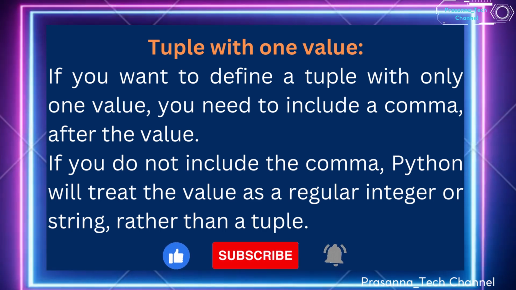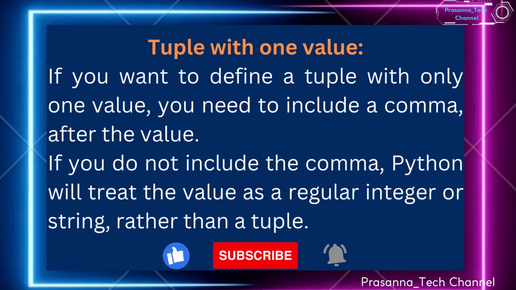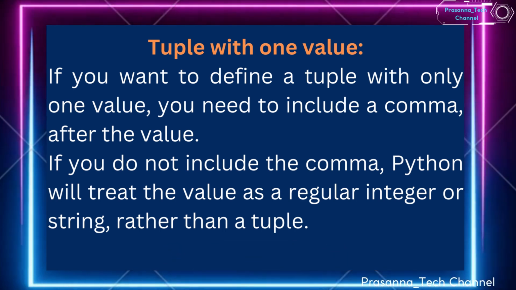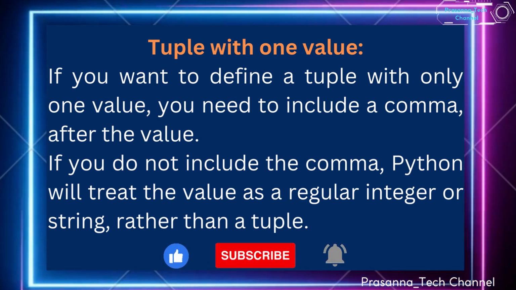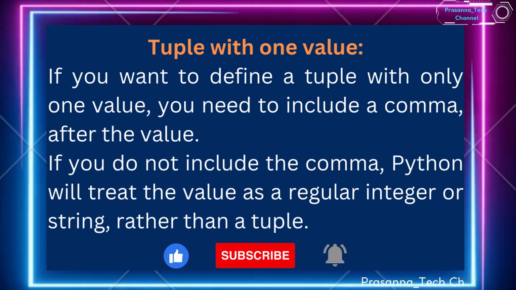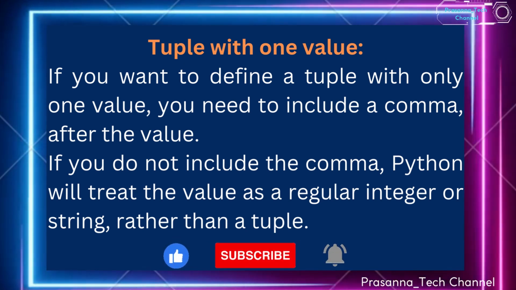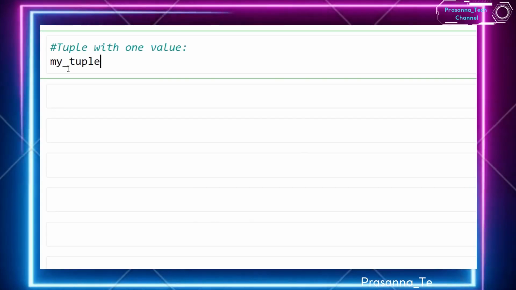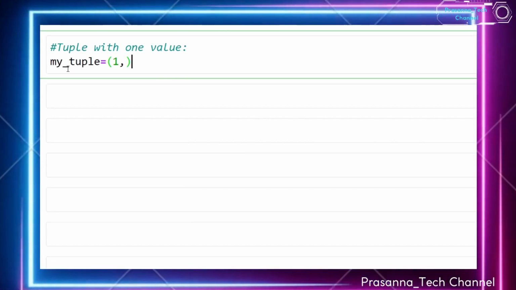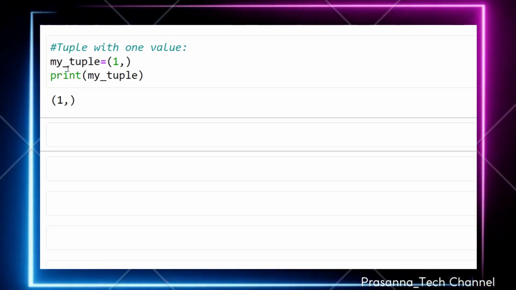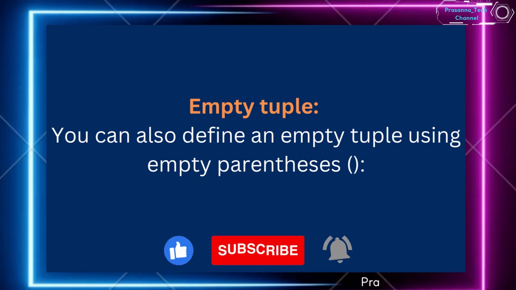Tuple with one value. If you want to define a tuple with only one value, you need to include a comma after the value. If you do not include the comma, Python will treat the value as a regular integer or string rather than a tuple. Now let's take an example. I'm creating a variable my_tuple equals 1, print my_tuple. Now when I run that, the result is 1.